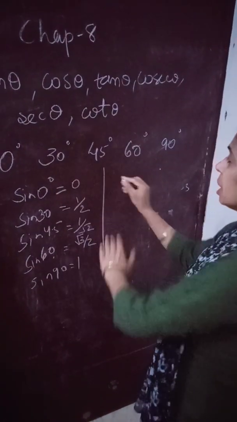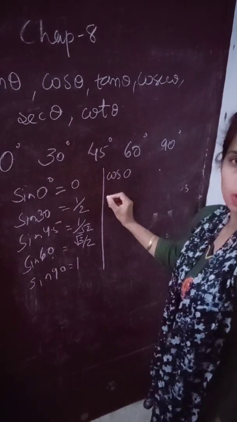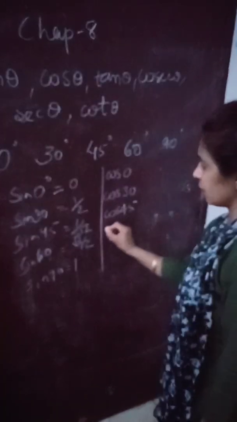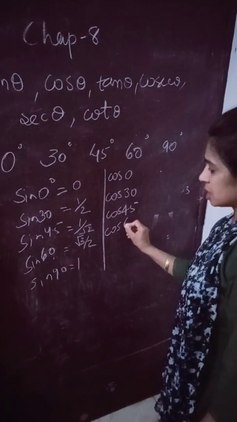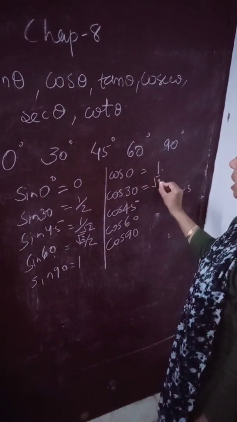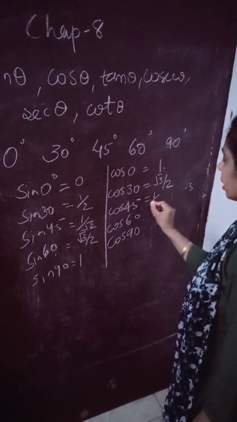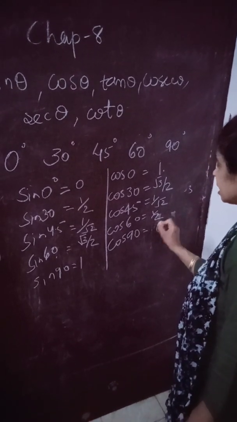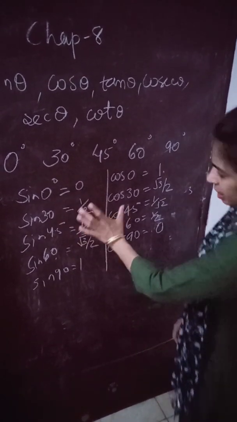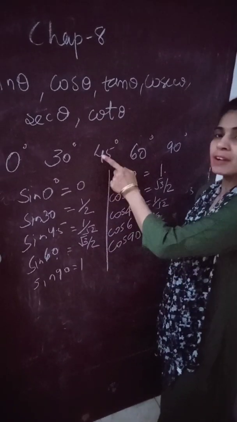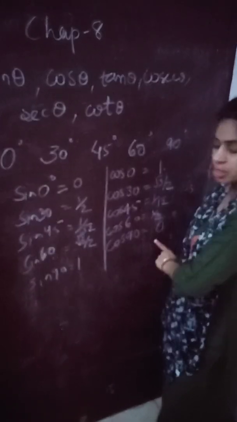Okay. Now, this is for sine. A similar table can be plotted for values of cos. So we will have cos 0, cos 30, cos 45, cos 60, cos 90. Cos 0 is 1, cos 30 is root 3 by 2, cos 45 is 1 by root 2, cos 60 is 1 by 2 and cos 90 is 0. Now look at this, find out the relation between these. You can easily find that if I reverse the values of sine, I will get the values of cos.